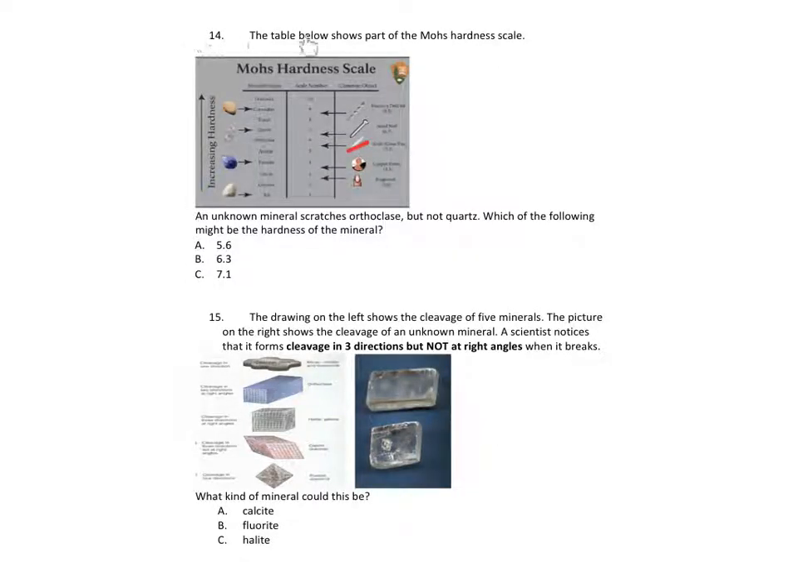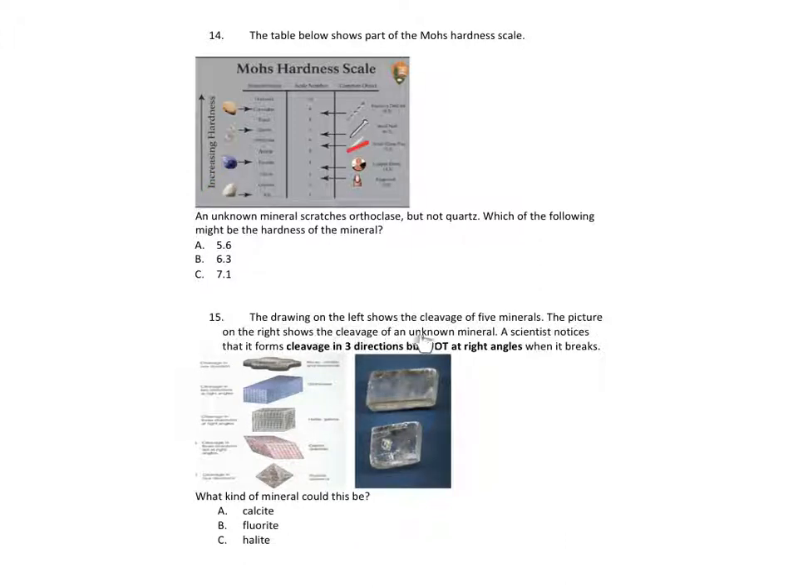Number 14. The table below shows part of Mohs hardness scale. An unknown mineral scratches orthoclase but not quartz. Which of the following might be the hardness of the mineral? A. 5.6. B. 6.3. C. 7.1.